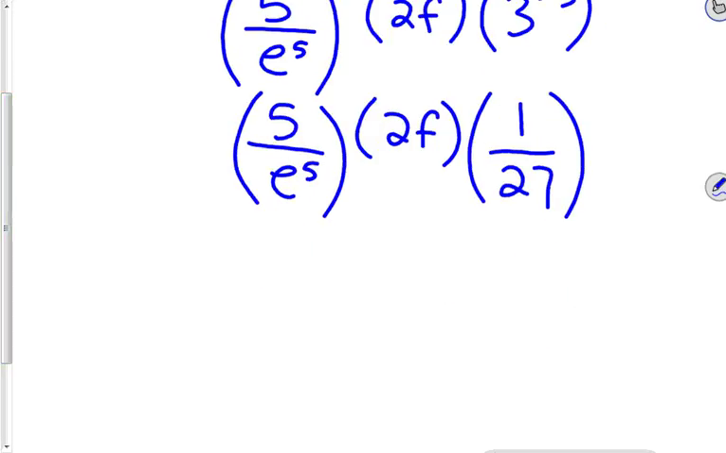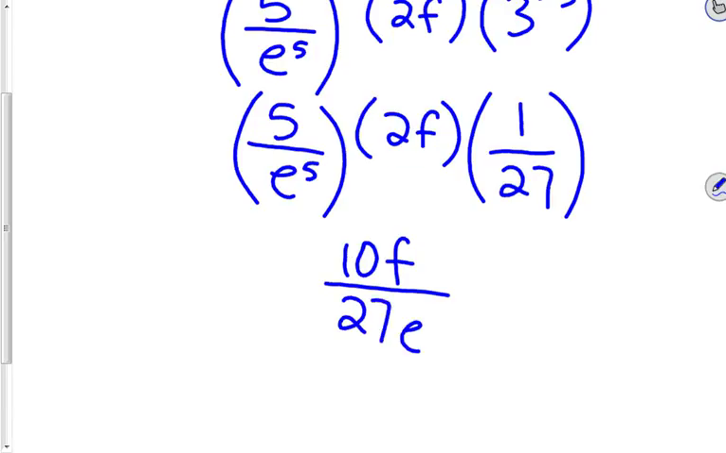Now I'm ready to multiply. So I'm going to multiply my numerators. 5 times 2f times 1 is 10f. And then e to the 5th times 1 times 27 is 27e to the 5th. Now I always have to double check if 10 over 27 could be reduced. In this case, it cannot. So I'm done.